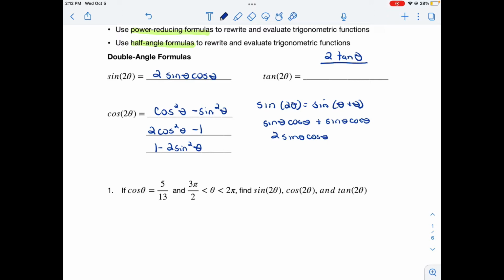For tangent of 2 theta, the formula we'll use is 2 tangent of theta divided by 1 minus tangent squared theta. So these are the formulas for your double angles, when your angle is doubled inside the trig function.